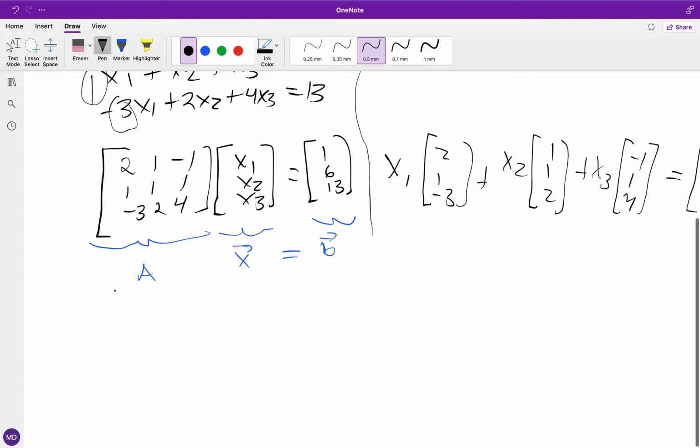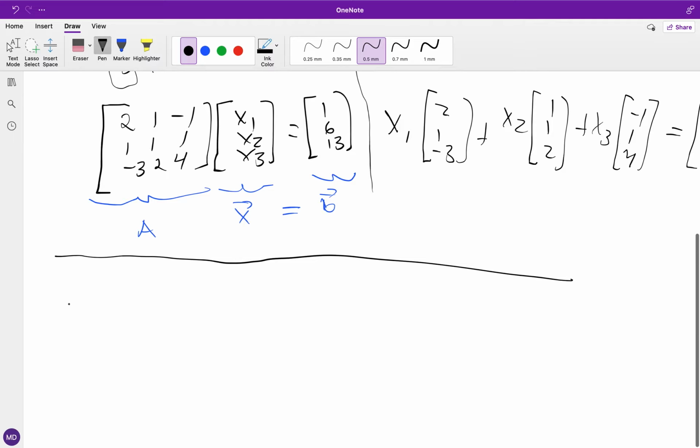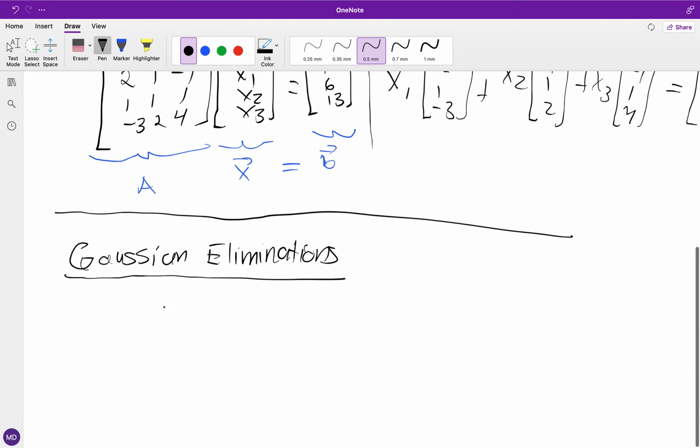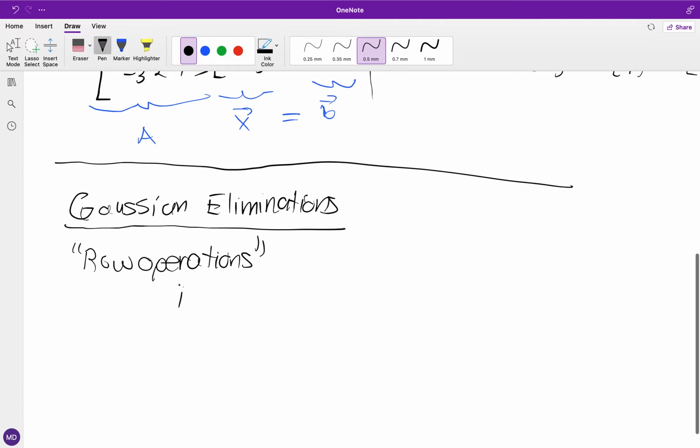Okay, so now to solve the system of linear equations, we put it in matrix form Ax equals b. We want to use something we like to call Gaussian elimination. Now Gaussian elimination is really an algorithm to solve n linear equations. So this is our row operations. In our Gaussian elimination row operations, there are actually 3 allowable operations.